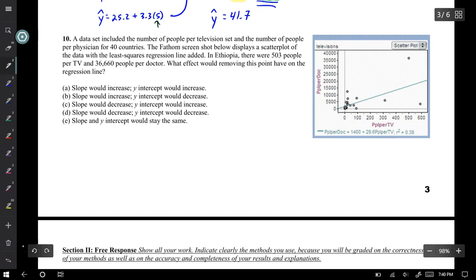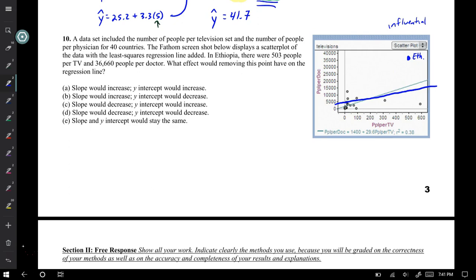So I have to go through and find the point. I'm probably looking at this point right here. That looks like it is the Ethiopia point. What would happen if I remove that point? Well, that point is influential. I mean, it's pulling up that regression line. So if I were to remove that point, that line should change. It should not go up as much, so it should decrease a little bit.